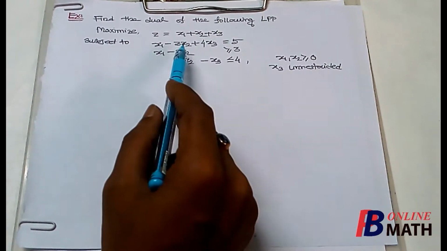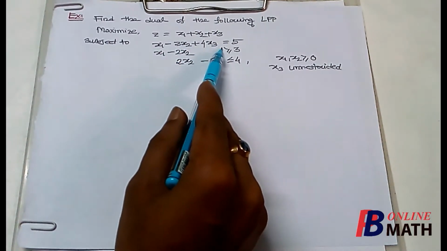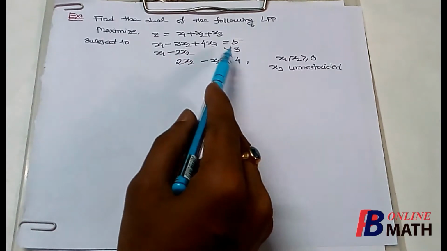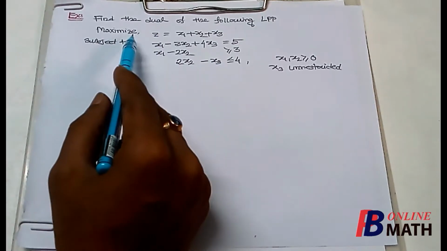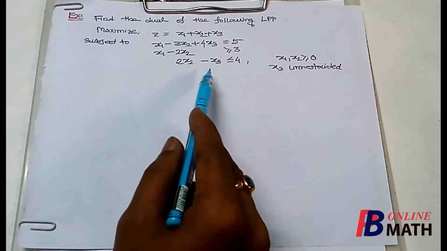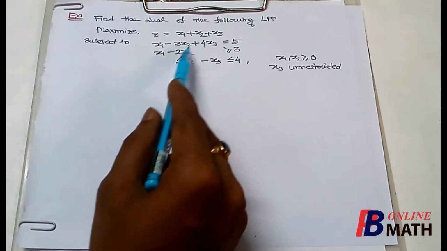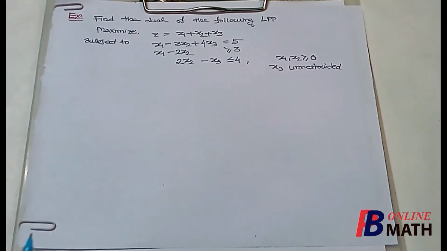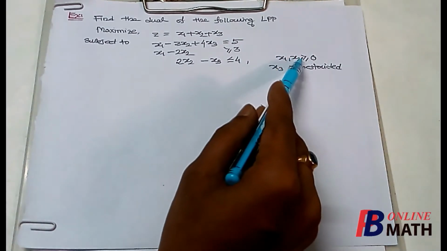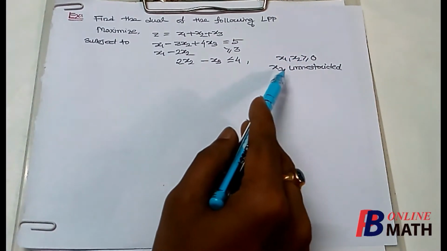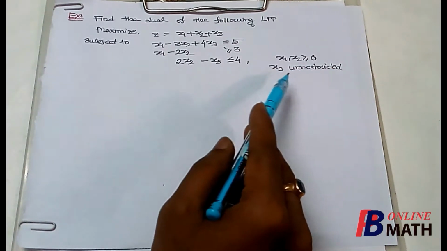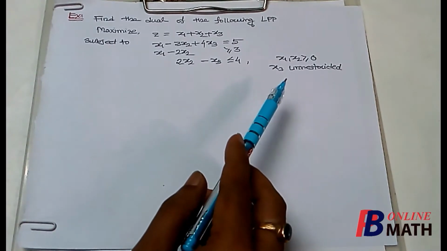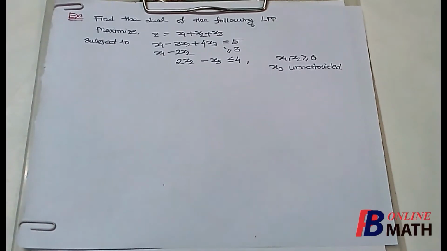Now here we find that the first constraint is an equality, the second constraint is of greater or equal to type, and the third constraint is of less or equal to type. Now since this is a maximization problem, you have to convert all the constraints to inequalities of less or equal to type. Furthermore, we find that x1 and x2 are greater or equal to 0, but x3 is unrestricted in sign. That means the sign of x3 is not given. x3 may be positive, may be negative, or may be 0. So for this problem we shall learn how to find its dual.